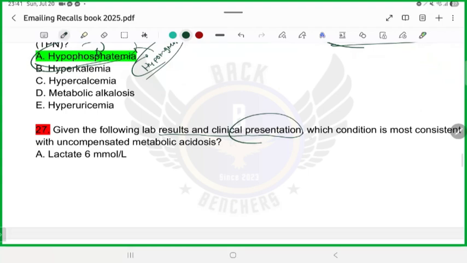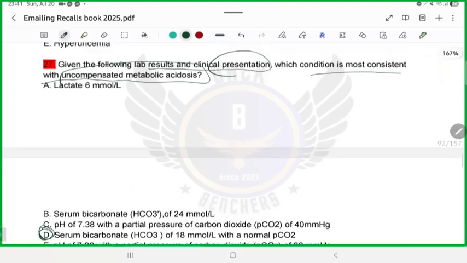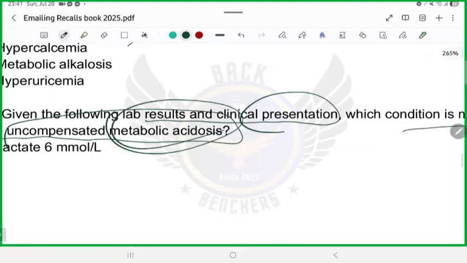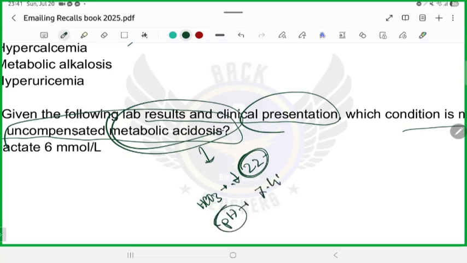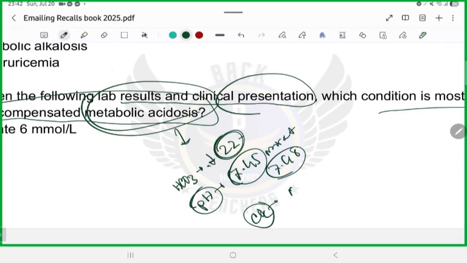Following lab results and clinical presentation, which condition is most consistent with uncompensated metabolic acidosis? Simple and easy and beautiful question. Let us determine first from the question. In case of metabolic acidosis, what will we have? We will have bicarbonate lower than 22, because normal value starts from 22. For uncompensated, pH will be less than 7.35, let's say 7.31 or others. Uncompensated means carbon dioxide will be normal, that is 4 to 6 kilopascal.